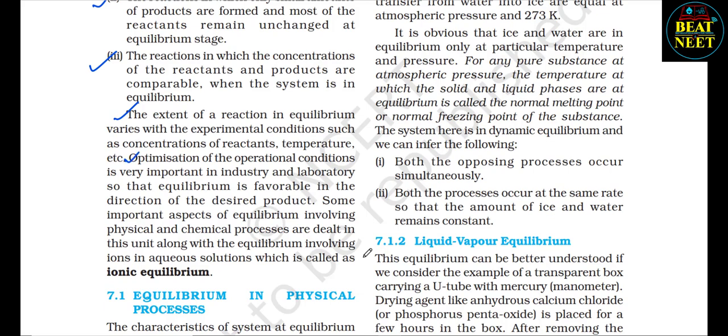Optimization of the operational conditions is very important in industry and laboratory so that the equilibrium is favorable in the direction of desired product. Some important aspects of equilibrium involving physical and chemical processes are dealt with in this unit, along with equilibrium involving ions in aqueous solution, which is called ionic equilibrium.